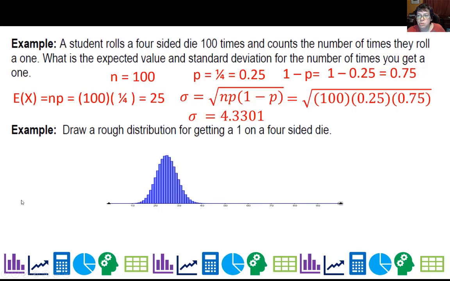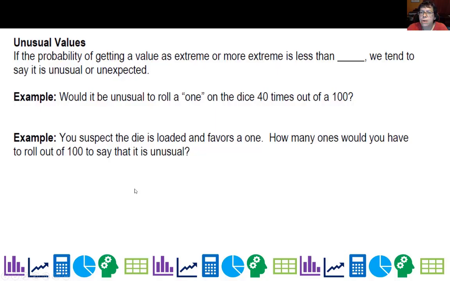And that brings us up to our next topic. How do we decide if something is unusual? Well, it was kind of just a rule of thumb, and it was decided by the godfather of statistics. And he said, if it's less than 5% probability of getting something, we say it's unusual or unexpected. All right. Don't know why he didn't pick 4%. He settled for 5%. So that tends to be our rule.